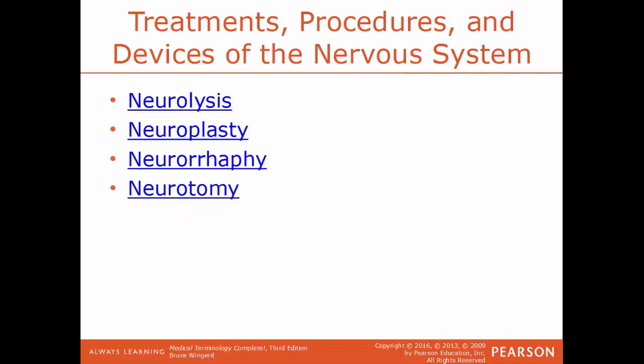Neurolysis. This is applying a physical agent, such as heat or cold or certain chemicals, to temporarily degenerate a nerve in order to temporarily block a nerve's transmission ability. It's usually given as a way to block pain, also called a neurolytic block. Neuroplasty is the surgical repair of a nerve. Neurorrhaphy, joining nerves together by sutures. And neurotomy is the cutting into of a nerve.